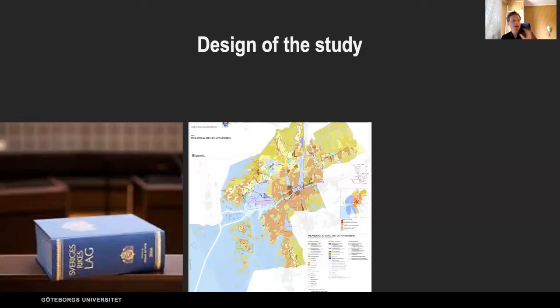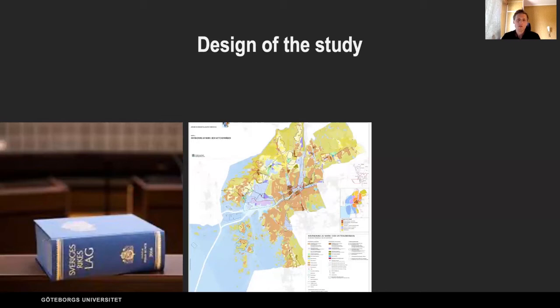And following that review, I looked at the specific sections of the plans where coastal areas were covered. And following this initial review of the plans, I started to code the plans or the municipalities into different categories. And following that, a smaller selection of municipalities was made, which I wanted to study more in depth.